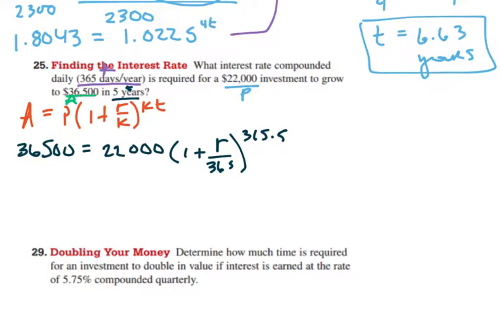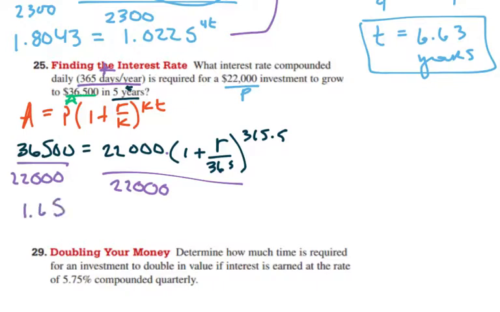Let's see. First thing we're going to do is take out that multiplier, so divide by the 22,000. So we get 36500 divided by 22,000, which makes 1.6591. And then that's going to have 1 plus r over 365 to the 365 times 5, so to the 1,825.